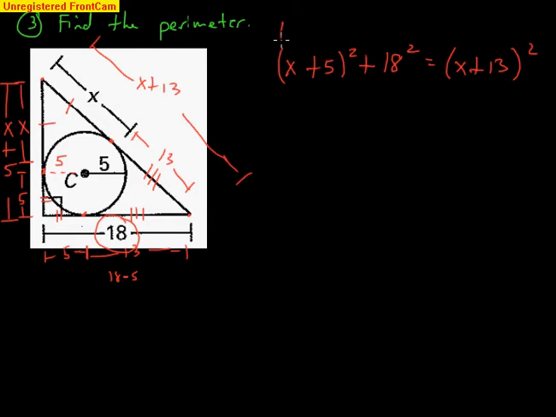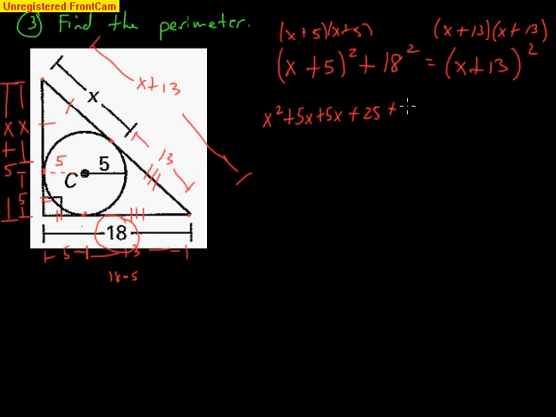And remember, this is x plus 5 times x plus 5. This is x plus 13 times x plus 13. You have a FOIL problem. And we have x squared plus 5x plus 5x plus 25, plus 18 squared, we'll just simplify that now, is 324. Equals, and I'm going to run out of room, so I'm going to go below. Equals, and now we're going to do x plus 13 squared: x squared plus 13x plus 13x plus 169. Now, let's simplify. You say, oh my gosh, x squared's again. Look on each side. x squared gone.